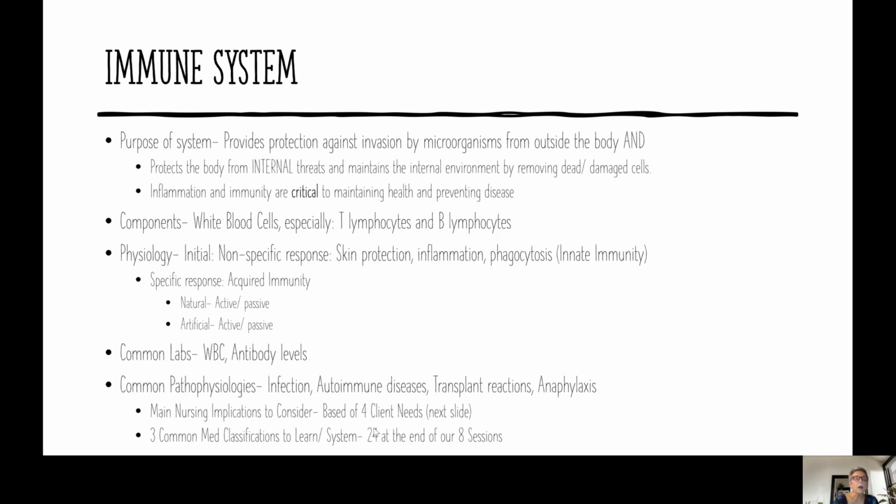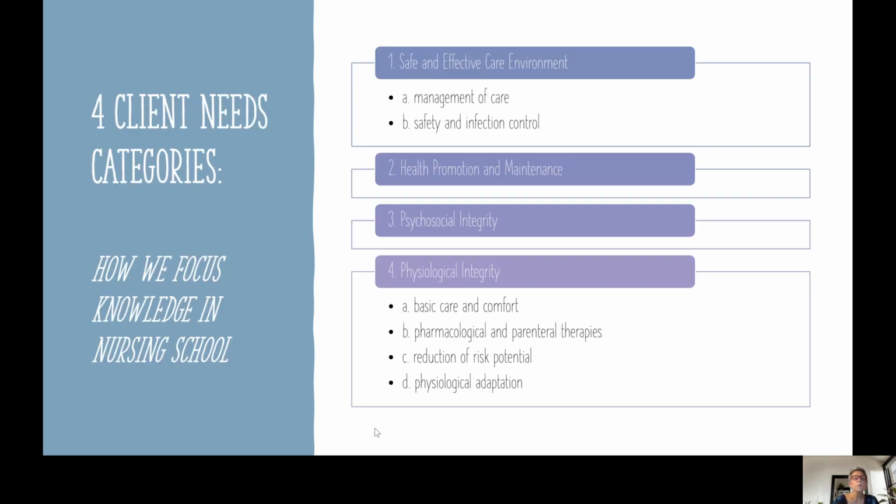So the common pathophysiology: when things don't work well, we develop infections. If things are hyperstimulated, autoimmune diseases are created. If you have a transplant, there may be transplant reactions if our immune system is not properly silenced. And even with all of that going on, some people are just hyper responsive to foods or bee stings, and they might have anaphylaxis. We'll talk a little more about these things as we touch upon the nursing implications and the medication classifications towards the end of this presentation.